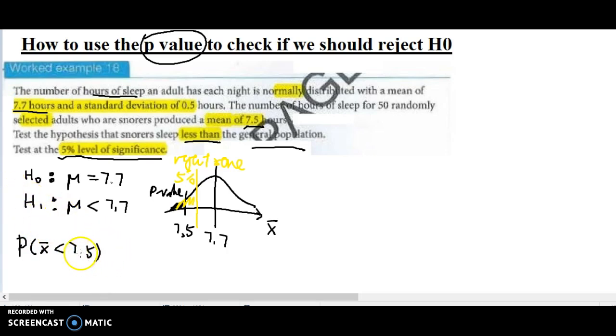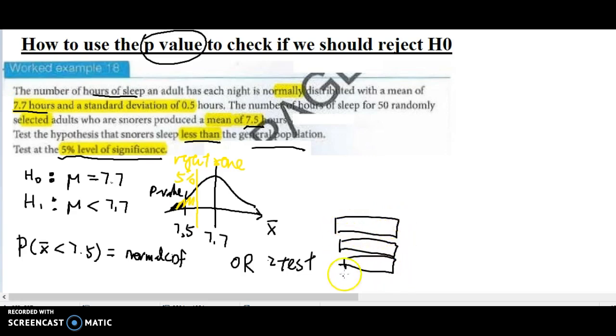There are many ways to find this probability. We can use normal CDF, or we can use the z-test. There's a function called z-test in the CAS calculator. So now I will do a z-test. Z-test will ask you to fill in 4 things. First thing is the mu0, which is the original population mean, then the standard deviation, sample mean, and n.